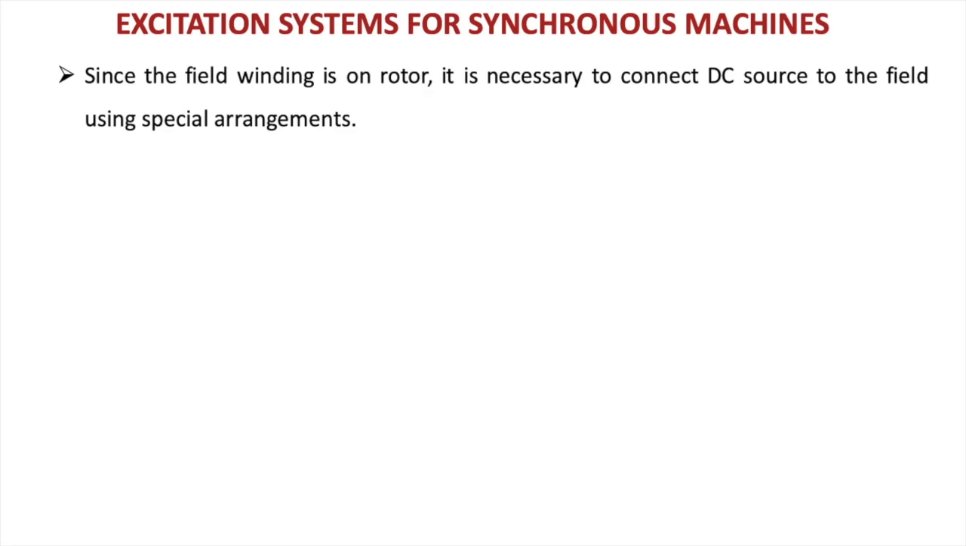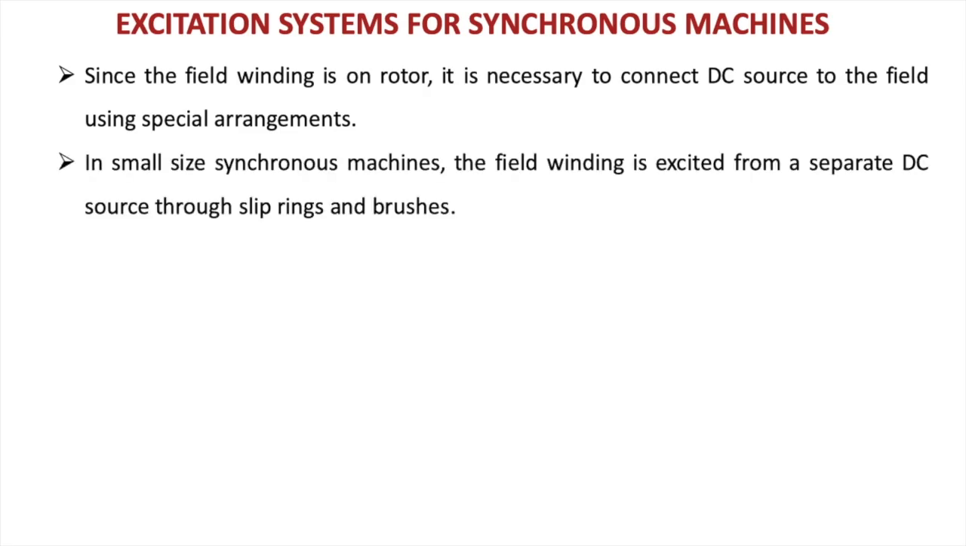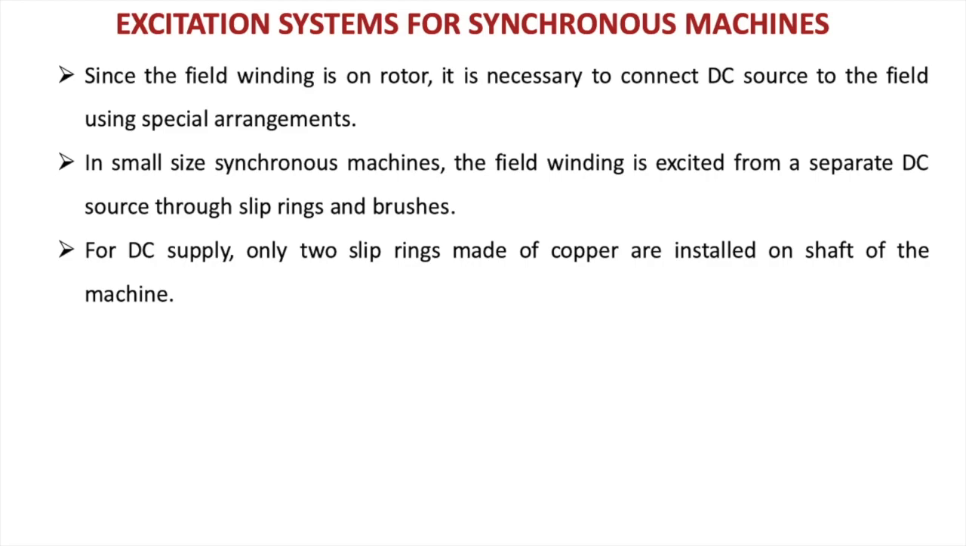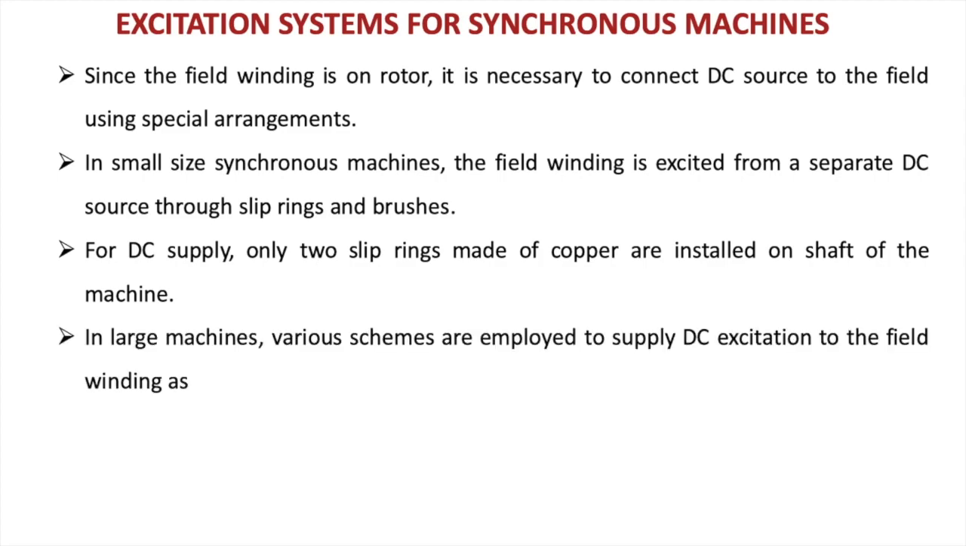Since the field winding is on the rotor, it is necessary to connect the DC source to the field using special arrangements. In small size synchronous machines, the field winding is excited from a separate DC source through slip ring and brush arrangement. For DC supply, the two slip rings made up of copper are installed on the shaft of the machine. In large machines, various schemes are employed to supply DC excitation to the field winding as DC exciters, static excitation, and brushless excitation. So one by one we will be discussing all these three types of excitations.